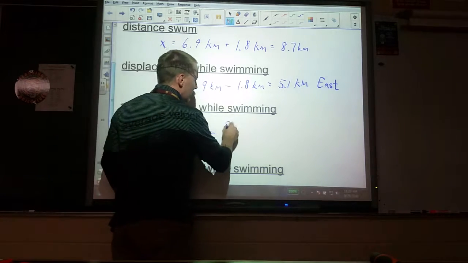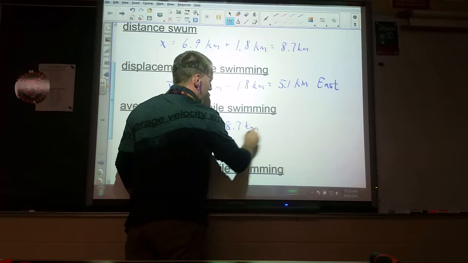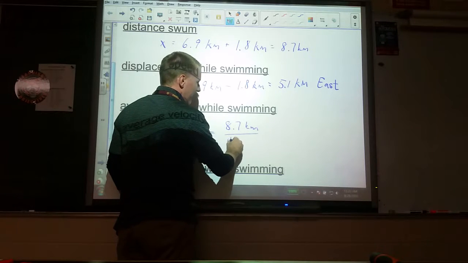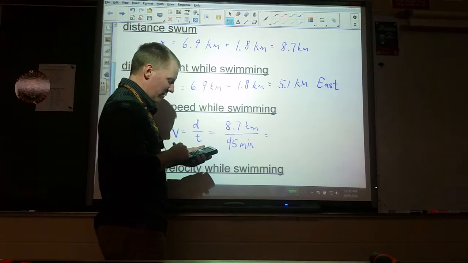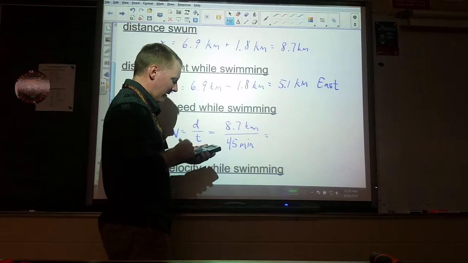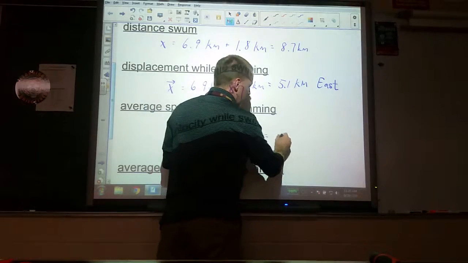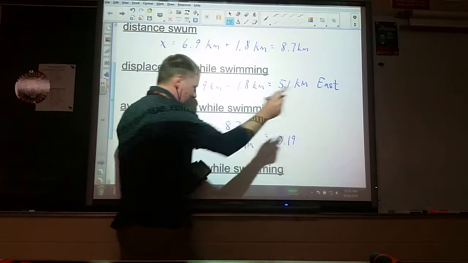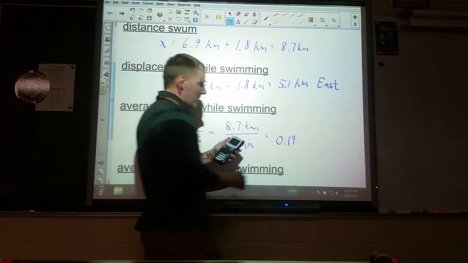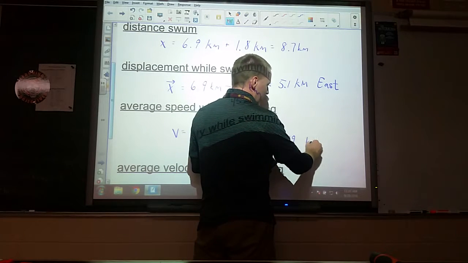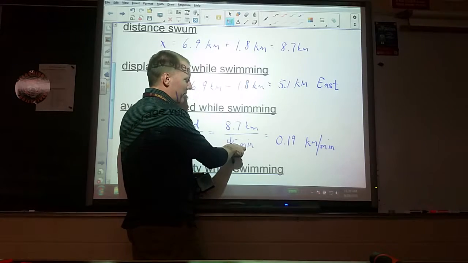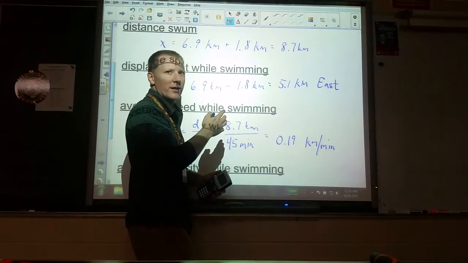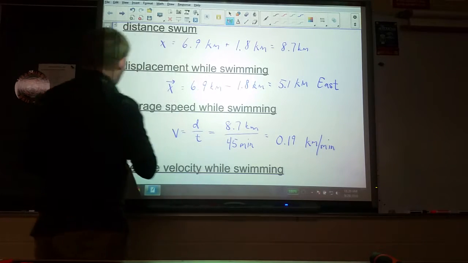So he swam 8.7 kilometers. We saw up above that it took 45 minutes. So I just need to divide those two out. 8.7 divided by 45 gives me a total of 0.19333, but two sig figs. And then units, kilometers per minute. That doesn't change. I just rewrite them in a sideways form instead of vertically.